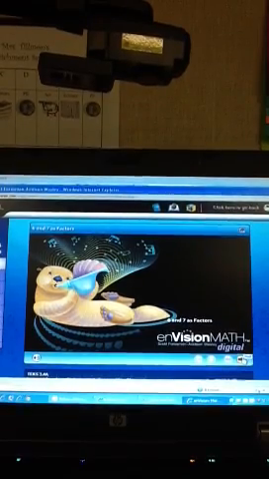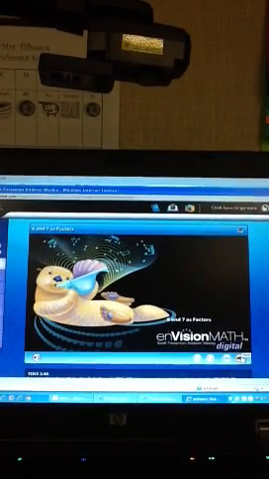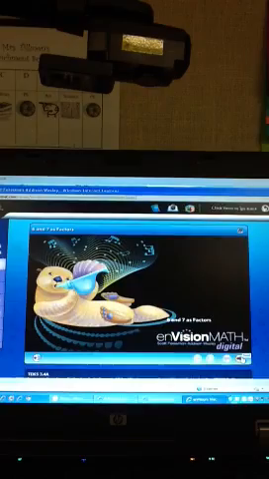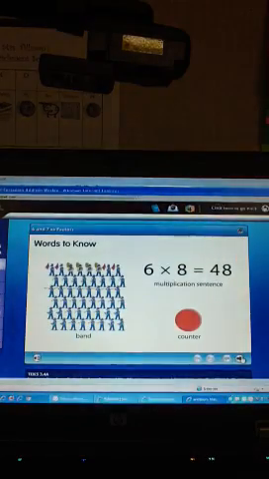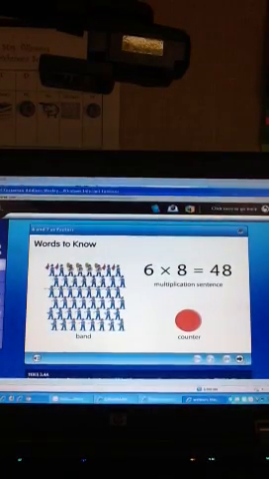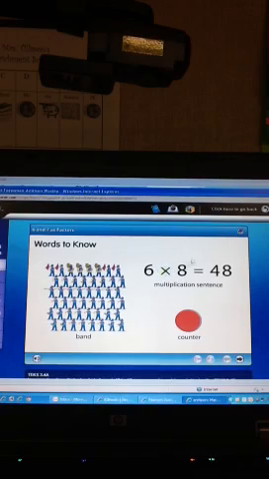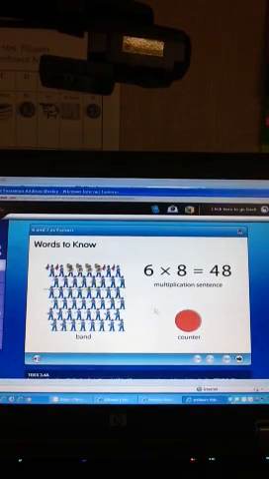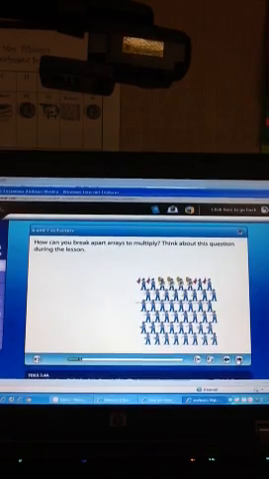All right, Miss Woman's class, we're going to be doing topic 8.3, and this is 6 and 7 as factors. Words to know are multiplication sentence, which we know is just our multiplication problem. They have band and counter. The band is showing you an array.